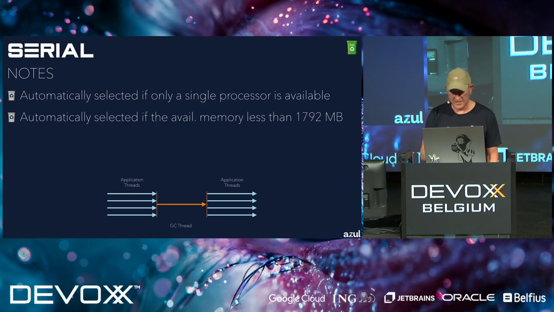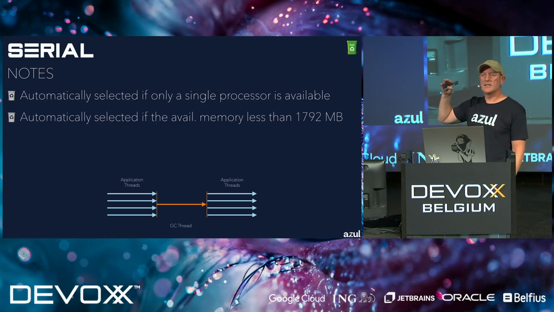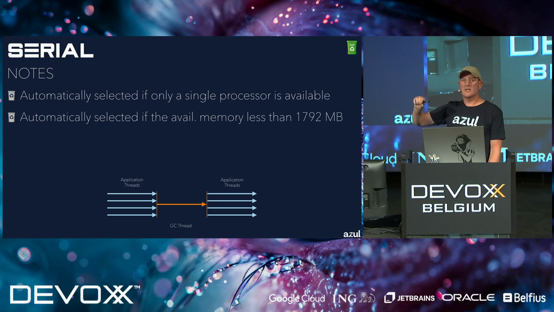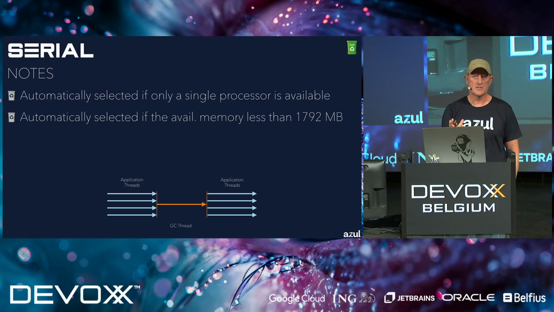Really? Cool. Okay, so just keep in mind, if you don't specify a garbage collector and you work on small nodes, that means less than 1.8 gigabytes or one CPU, you will get this one, right? Just if you wonder why you have these pauses in your application, then probably because you didn't specify a garbage collector and the JVM chooses this one.